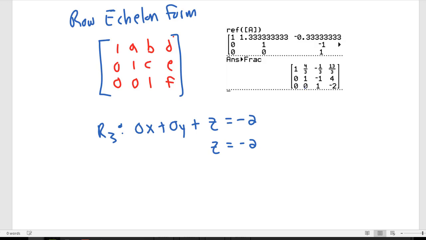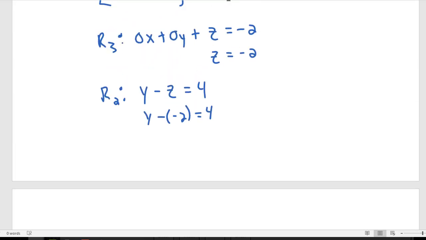And if I just go backwards, if I look at row 2, it says to me 0x, 1y minus 1z equals 4. And we just found out what z was. z was negative 2. So I got y minus negative 2 equals 4. And then I can solve that for y. So I got y plus 2 equals 4, or y equals 4 minus 2, which is 2.